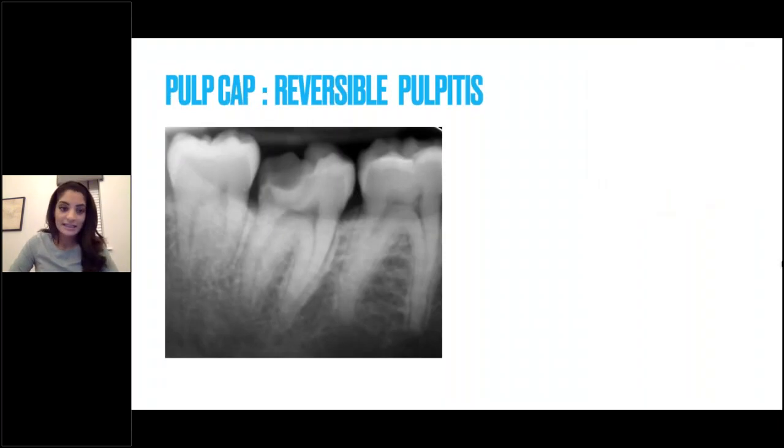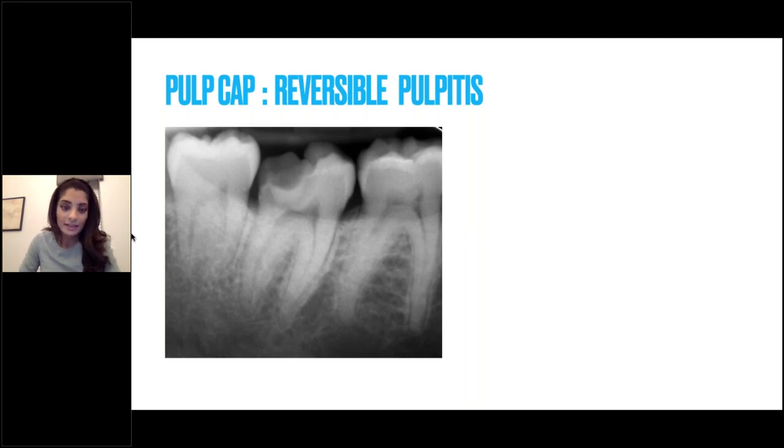So if we consider this case, this patient presented to me with symptoms of reversible pulpitis. You can see here the caries distally is very close to the pulp. It's a little bit subgingival as well. And we can see that the pulp horn has actually retreated away. So there's some sort of healing going on here, with the pulp retreating away from the caries. And there's no obvious periapical lesion.